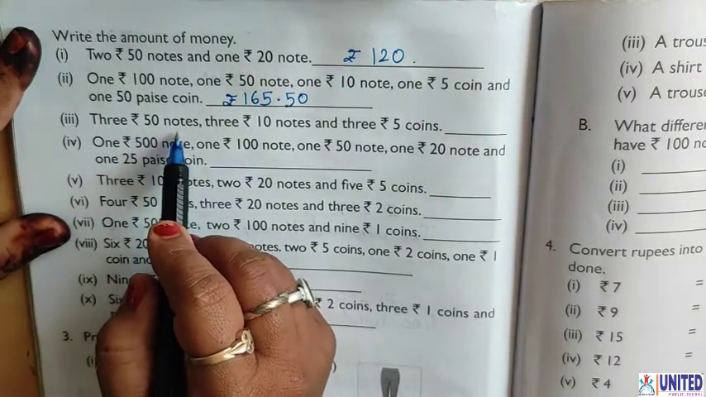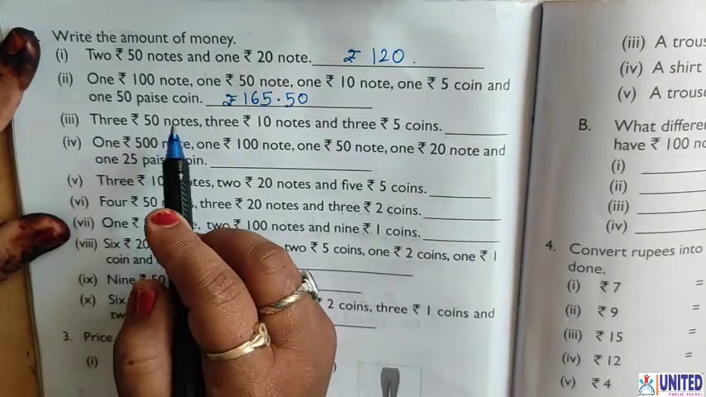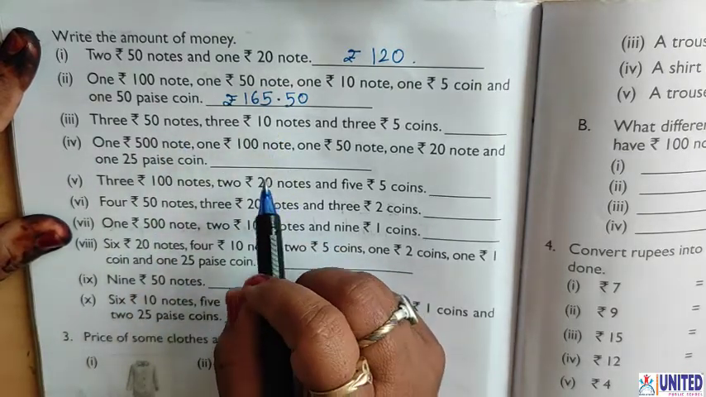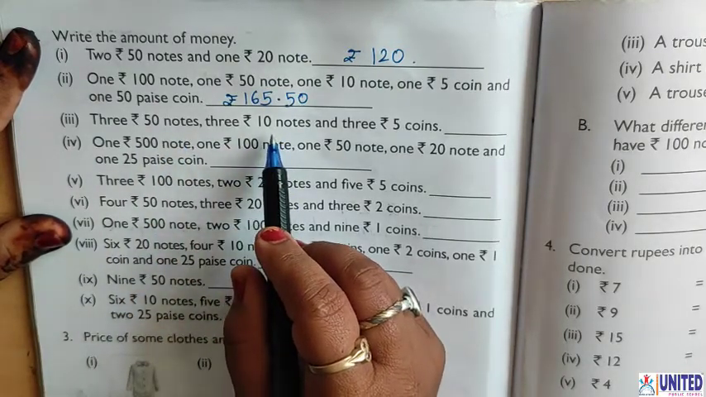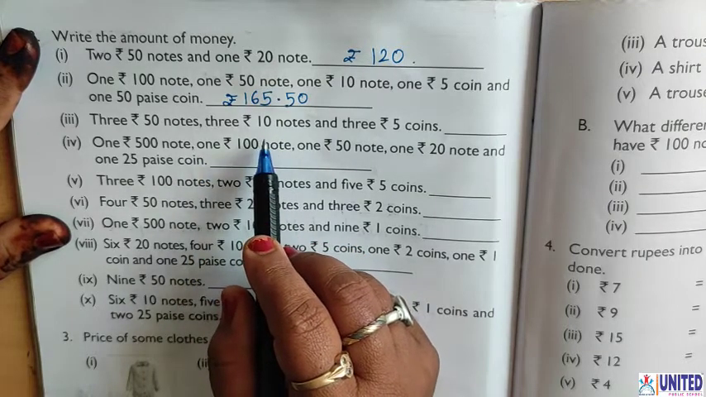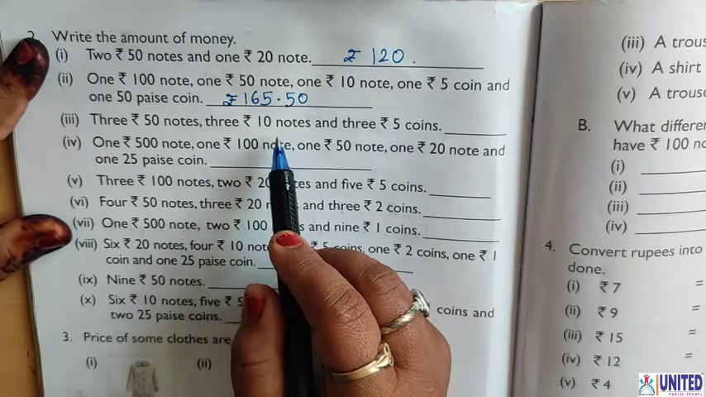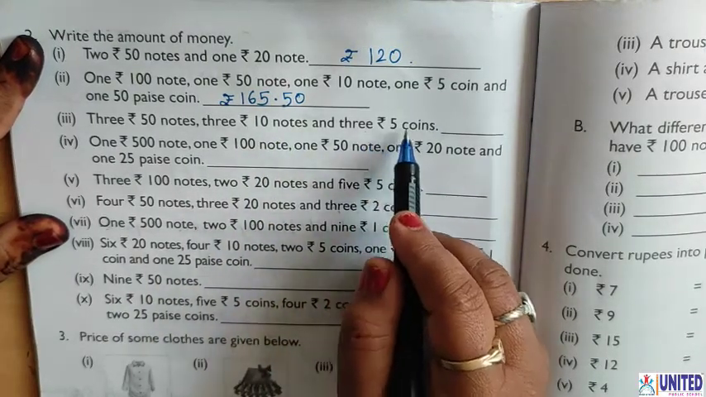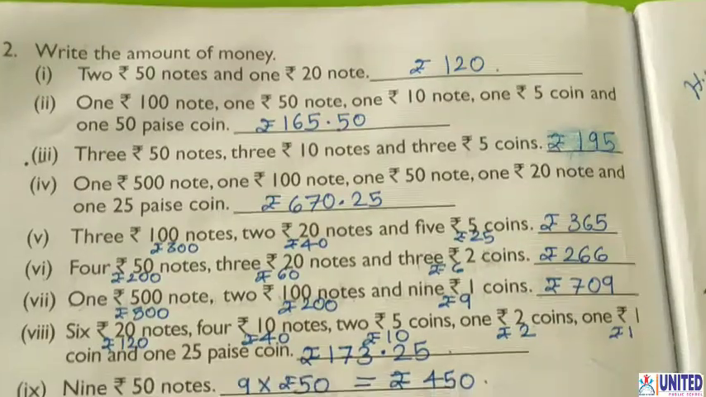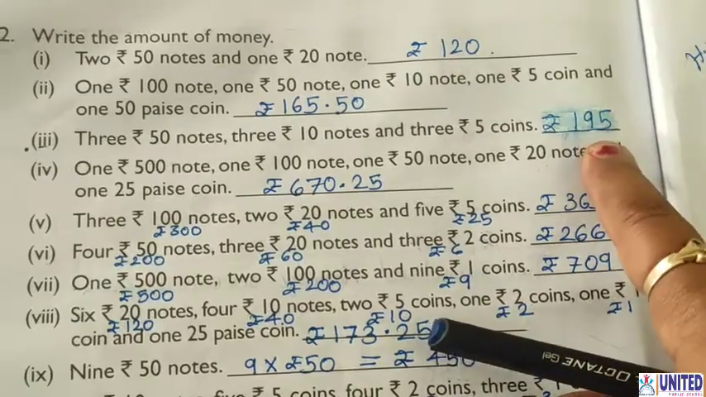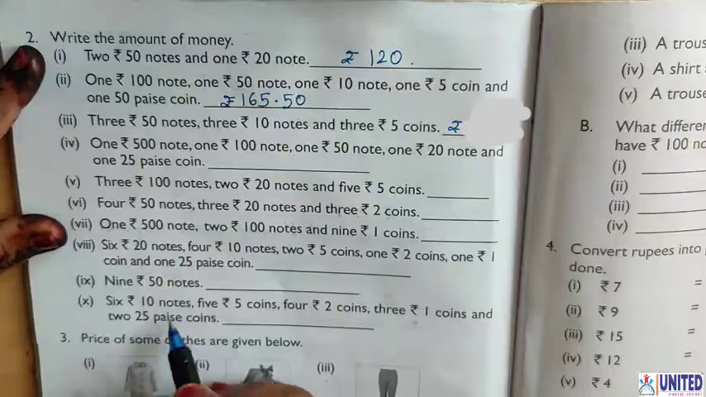Okay. Now the next, number 3: 3 fifty rupees notes. So 50, 50, 50, that means 150. 3 ten rupees notes. So 3 ten notes how many? 30. So 150 plus 30, that is 180. 180 plus 5, 5, 5. 3 coins of 5, that means 15. So we write the answer here, rupees 195. Okay. Now the next.